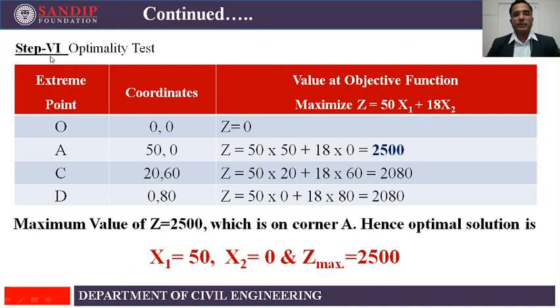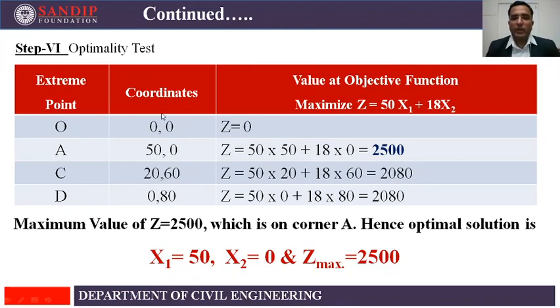So step number 6, the final step, is to test the objective function for the maximum value. As the given function is maximize z, we have to find the maximum value over the extreme points. This can be done easily by preparing a table. In this table there are 3 columns: extreme point, coordinates, and the value of the objective function. Maximize z is equal to 50x1 plus 18x2, the objective function given in the problem statement. The first extreme point is O, the origin, with coordinates 0, 0.